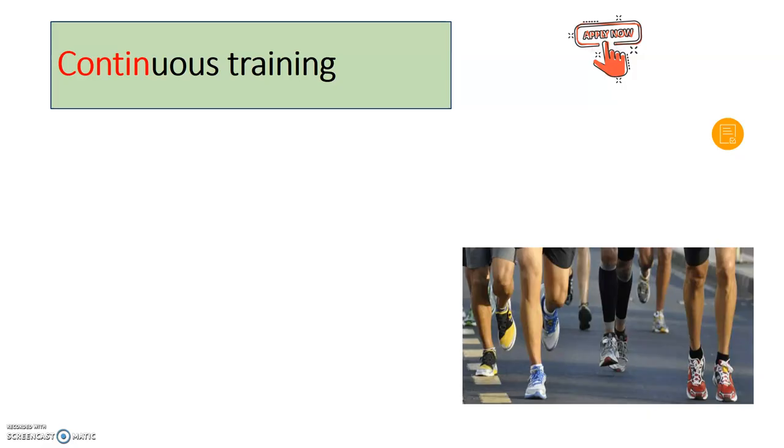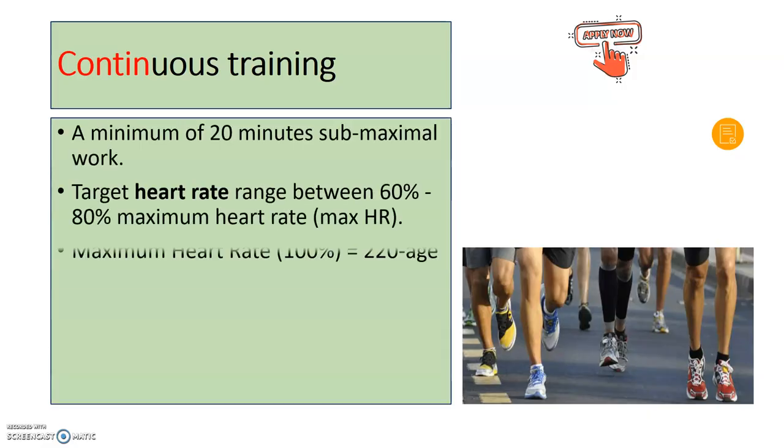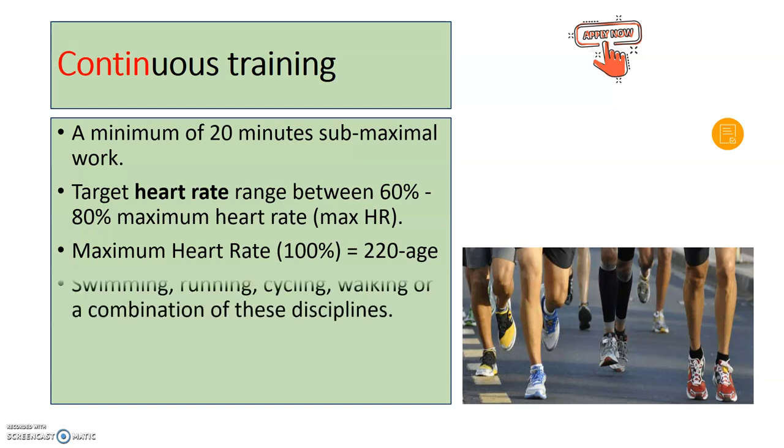Okay, so let's look at the different types of training then. Let's start with continuous. When we're looking at continuous, we're talking about training that has a minimum of about 20 minutes of sub-maximal work. Here we don't really have any periods of rest. We're looking at our heart rate range to be between 60 and 80% of our maximum. And that's the formula reminder in terms of finding out what your maximum heart rate is: 220 minus our age.